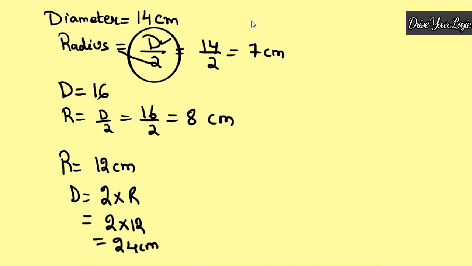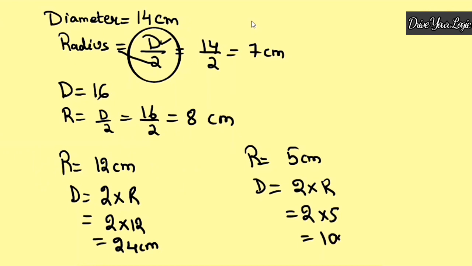Clear? One more example. Radius equals 5 centimeter. So what will be our diameter? 2 into radius, which equals 2 into 5, 10 centimeter. Clear? So in this way, we are going to find the radius and diameter of a circle.